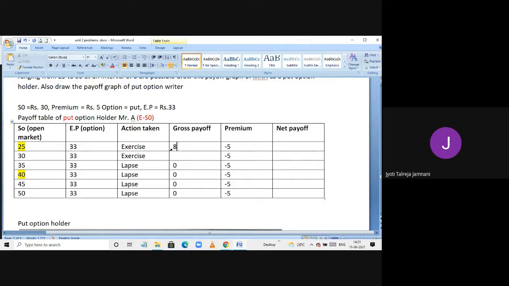Then 33 minus 30. The gain is 3 rupees. Now the net payoff. 8 minus 5, 3 rupees. 3 minus 5, minus 2. 0 minus 5, you get minus 5. And the same for all other prices. 0 minus 5 is minus 5.